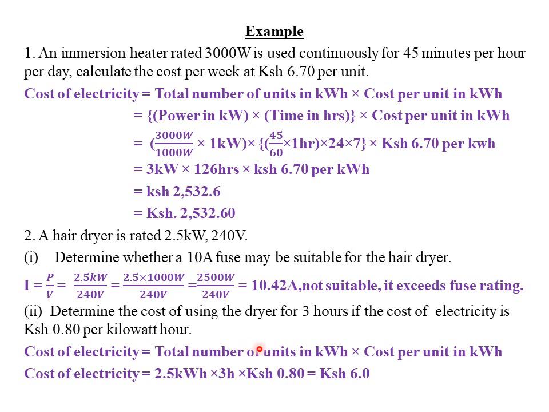Then the total time which has been taken, we are told for using a hair dryer for 3 hours. So the total time is 3 hours. Then we multiply by the cost per unit, per kilowatt hour. We are given the cost as 80 cents. So we're going to take 2.5 multiplied by 3, which is the energy in kilowatt hour, then multiply by the cost per unit, which we are given as 0.80 or 80 cents Kenya shillings. So if you take 2.5 times 3 times 0.80, you are going to get a total cost of 6 shillings.